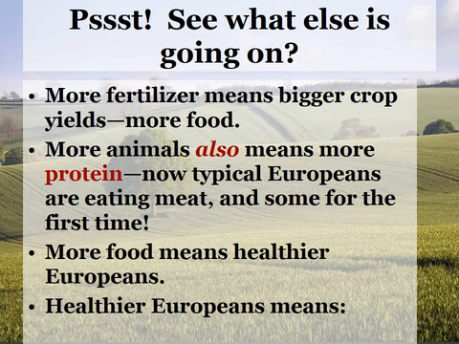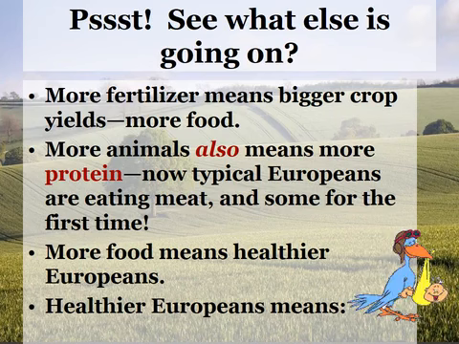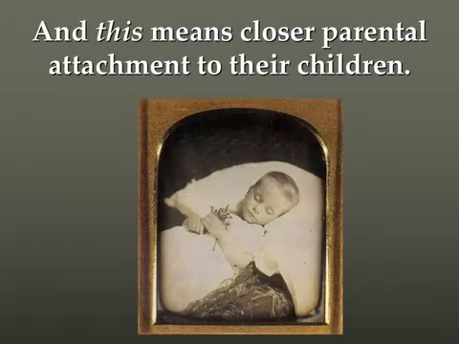Healthier Europeans means that those Europeans have a tendency to, wait for it, make little baby Europeans. And those little baby Europeans, because of better nourishment, stand a much better chance of living to adulthood, which is why we begin to see dead baby pictures. And as tasteless as the term dead baby pictures is, remember what it means from chapter 20. It means that now parents can finally afford to invest their love in their children.